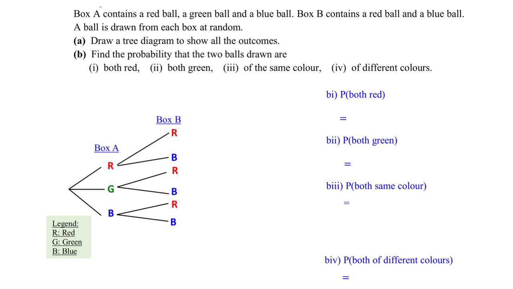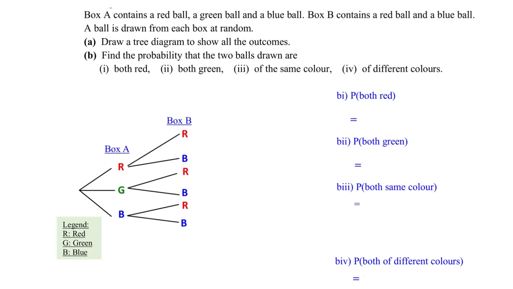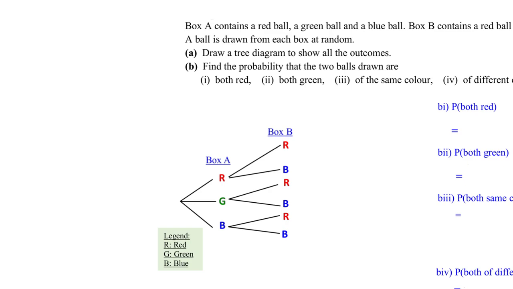Hello everyone, welcome to this video where we are given that there is a box A, and in this box A there is either a red, green or blue ball. So I'm going to just indicate here box A. In this box here there's either a red ball, a green ball or a blue ball.